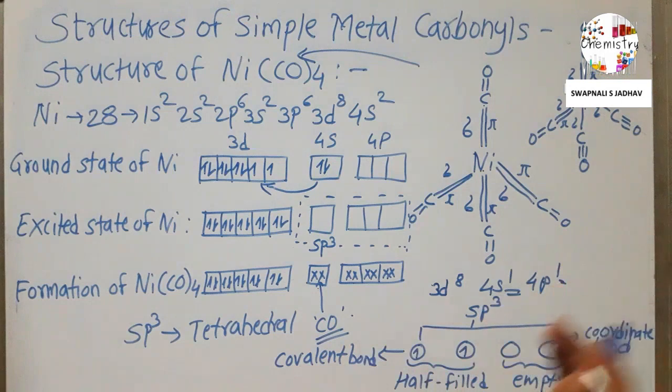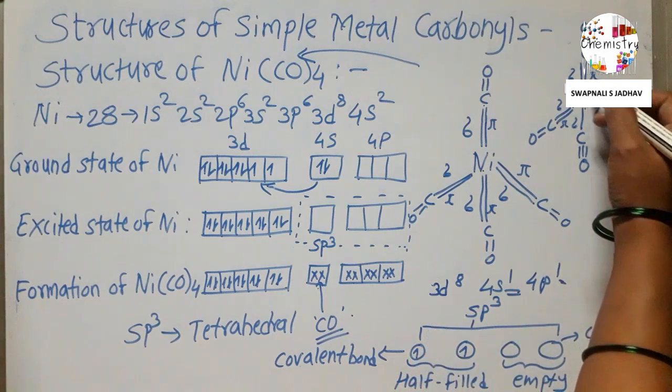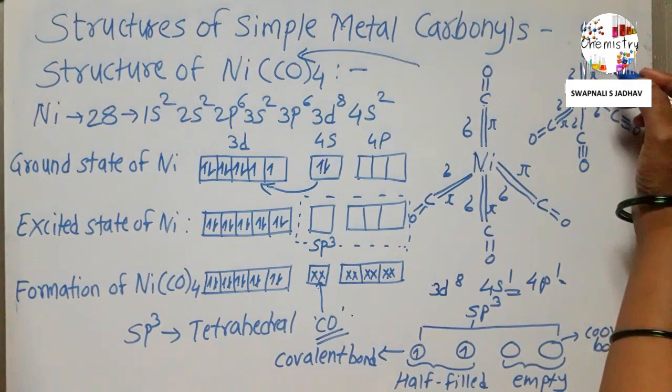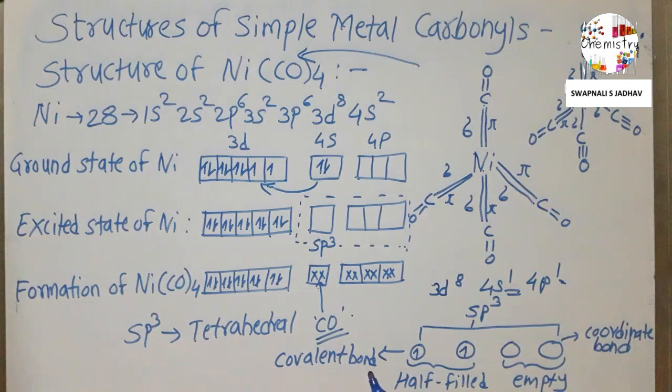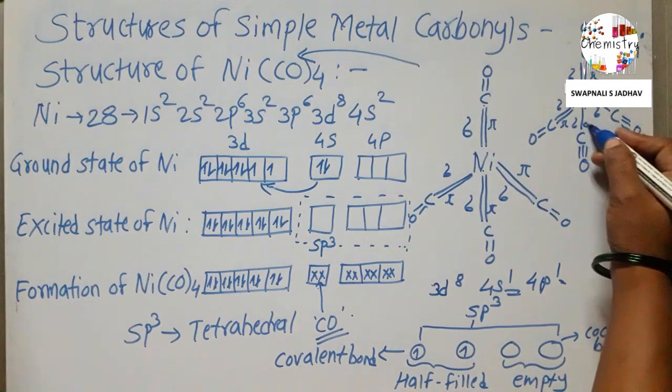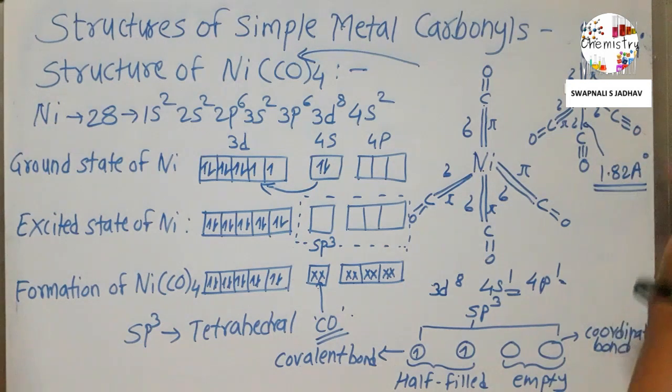This is also a tetrahedral structure formed according to the recent concept of electronic configuration. Perhaps the double bonds may be changing their position very quickly. This tetrahedral structure is supported by X-ray and electron diffraction studies. The nickel double bond carbon bond length is 1.5 angstrom, while the nickel single bond carbon is 1.82 angstrom. So remember that this is the structure of Ni(CO)4.